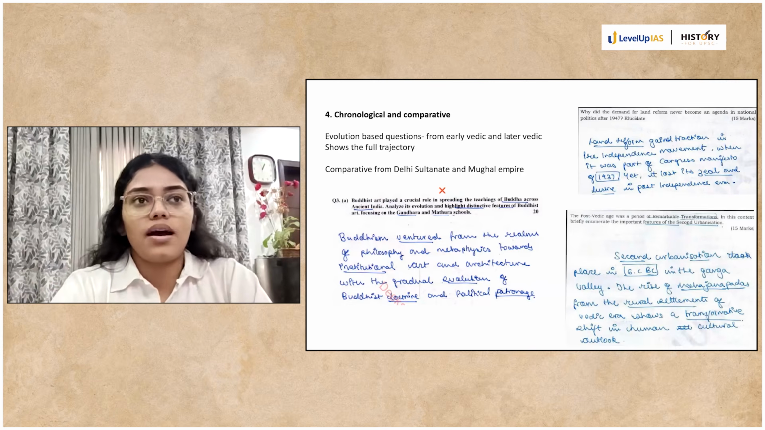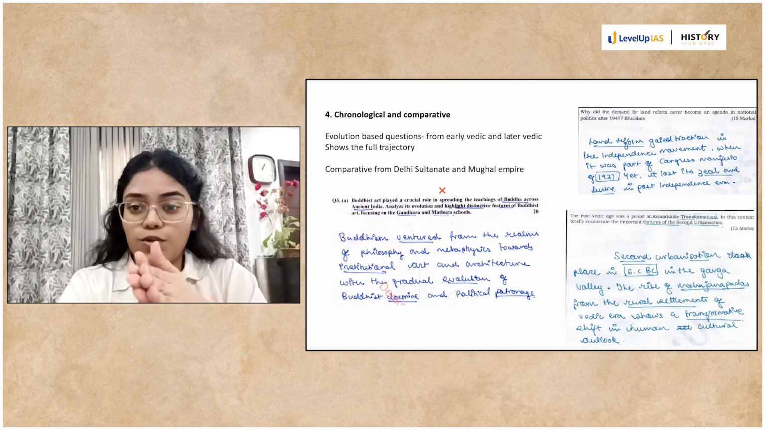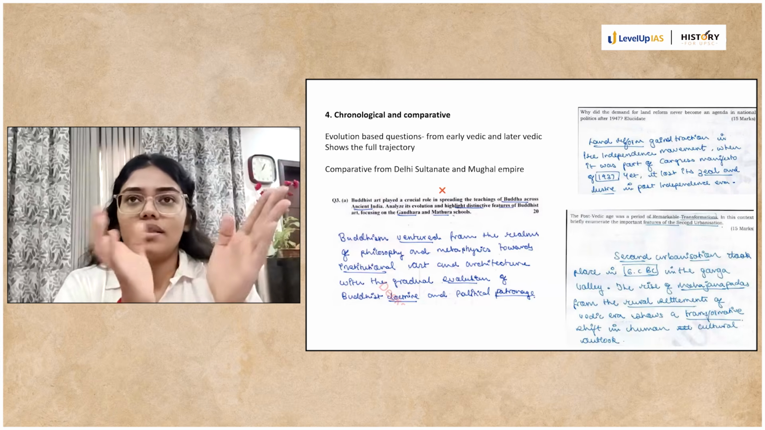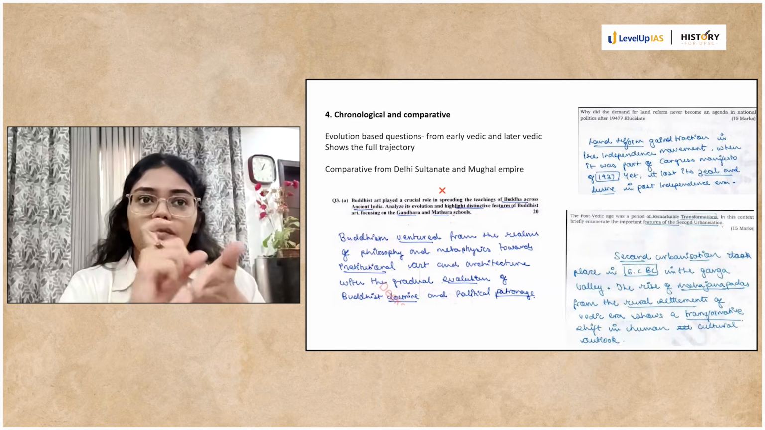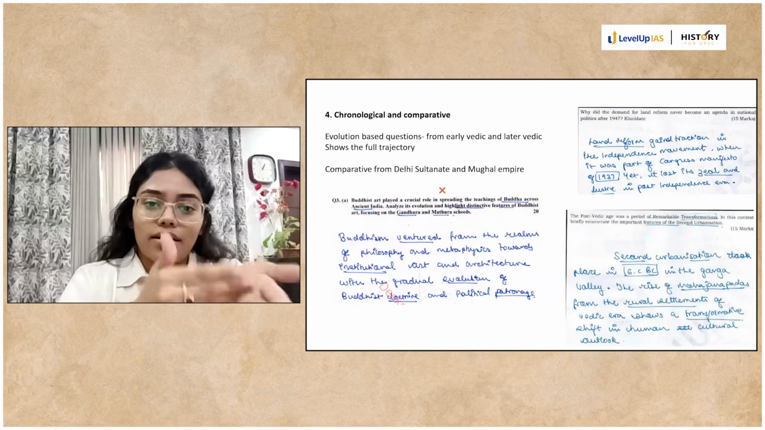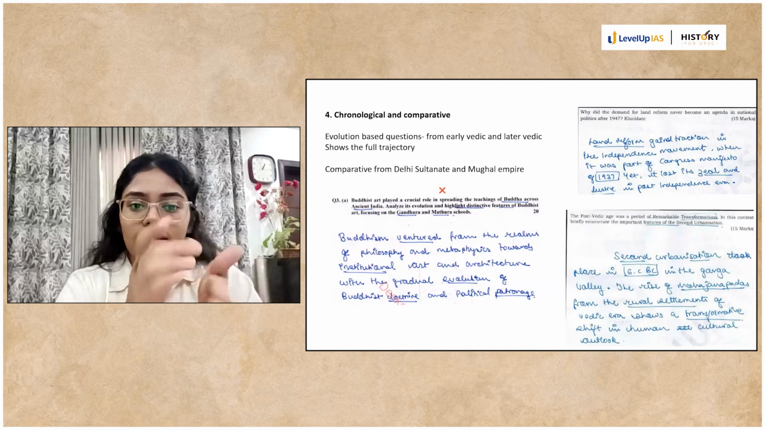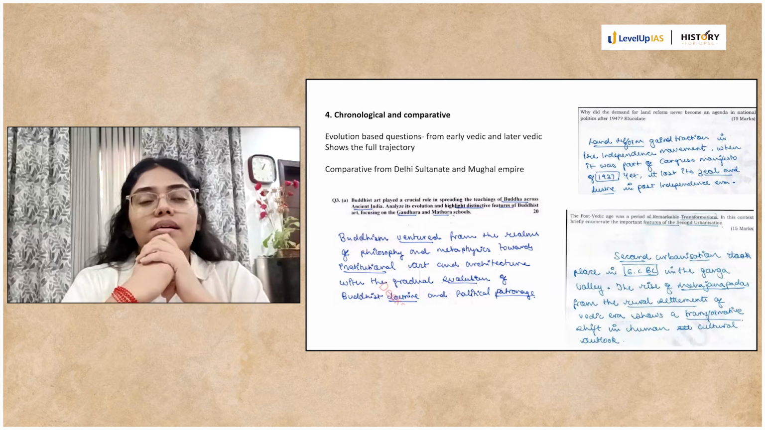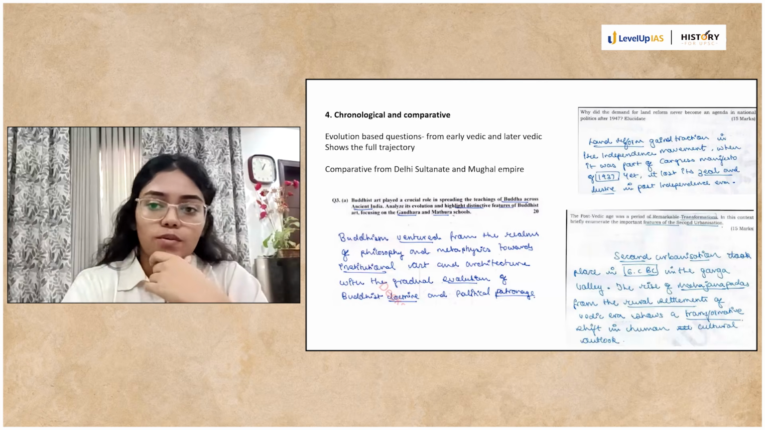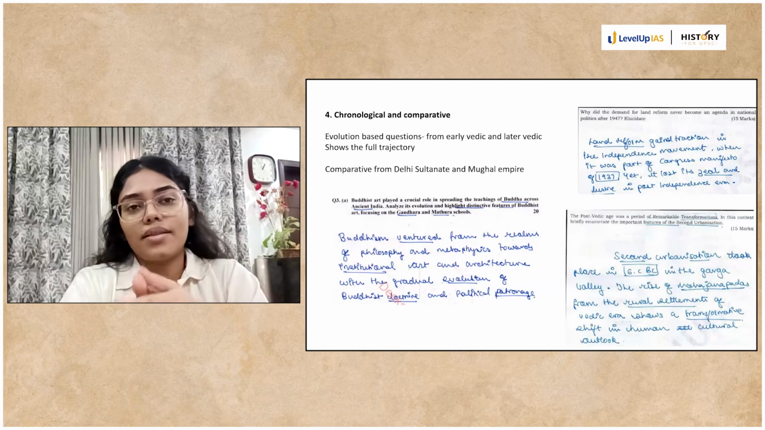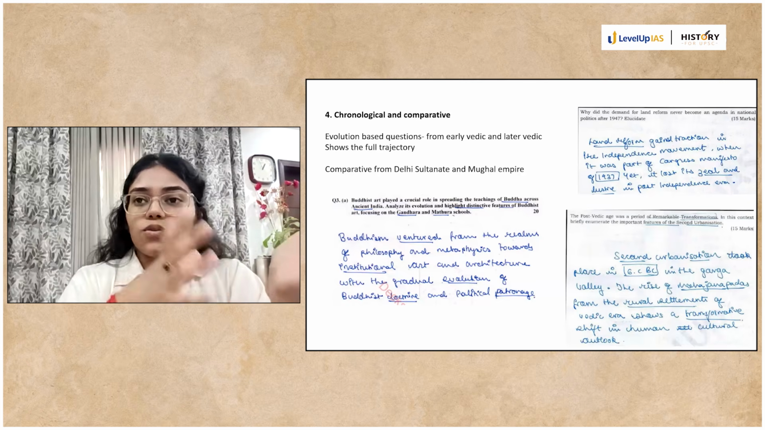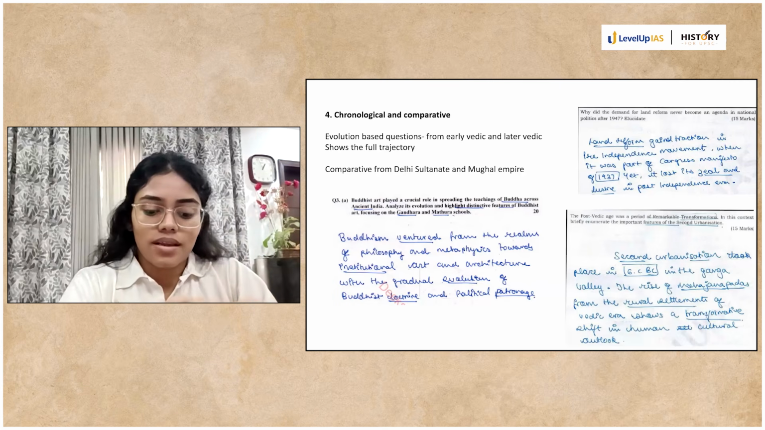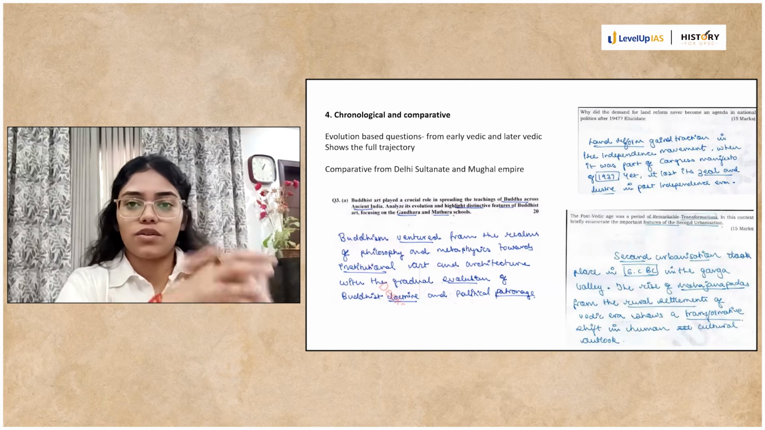ठीक है, for example, अगर आप वैदिक एज का कुछ पूछ रहे हैं that includes going from early Vedic to later Vedic, then show a full trajectory of the evolution. कि what were the factors that led to the evolution of this in the introduction. Or if they are asking कि मुगल एम्पायर के बारे में कोई क्वेश्चन पूछ रहे हैं, then you can very well compare that to the Delhi Sultanate. So what it is doing is it is setting a contextual basis for the chronology.